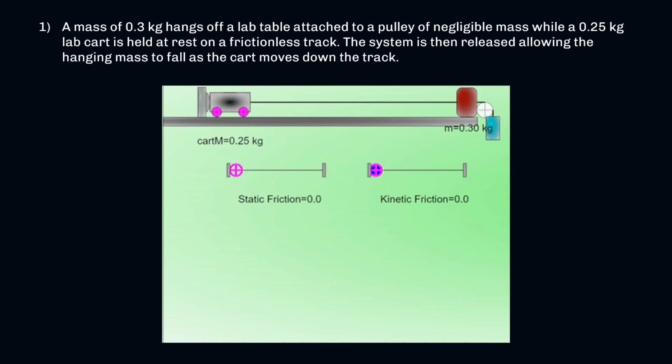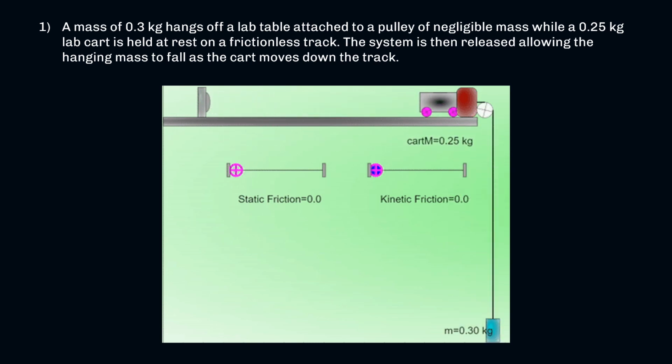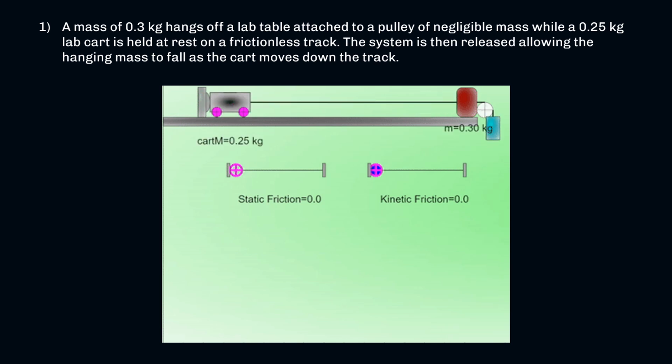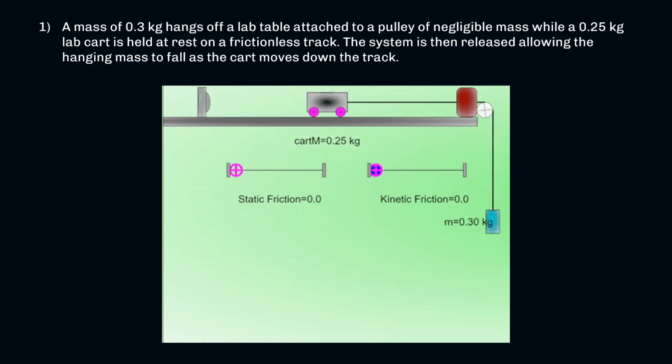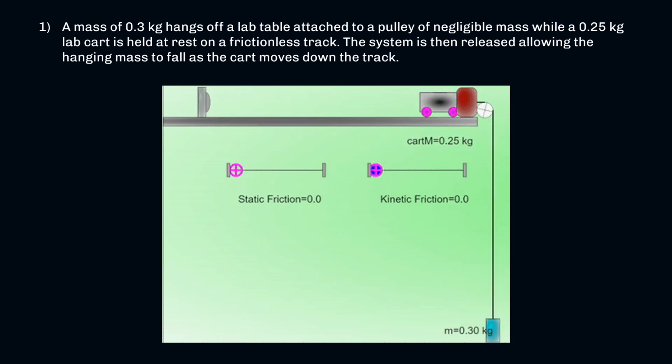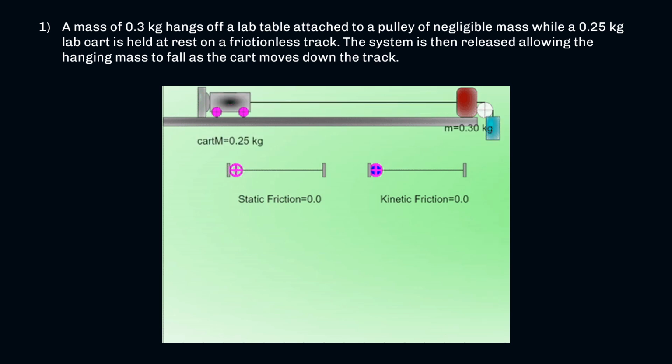Alright, so taking a look at our example here. We have a mass of 0.3 kilograms that hangs off a lab table attached to a pulley of negligible mass. That just means that we're not really worried about rotation ideas. We'll get to that later in the school year. A 0.25 kilogram lab cart is held at rest on a frictionless track.